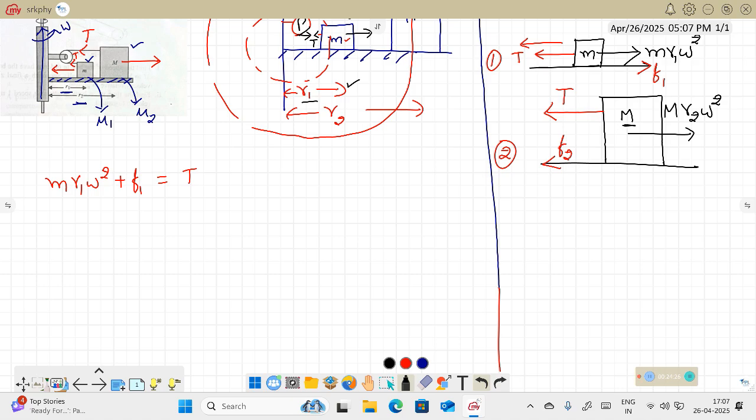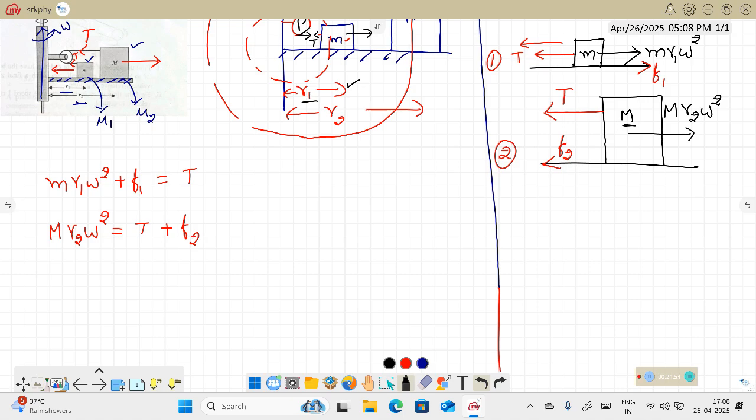From the second free body diagram, the mass is capital M, the radius is r2. So M r2 omega square is equal to, if you see, only one force is acting towards the right, the remaining are on this side. On this side, T plus F2 is acting.